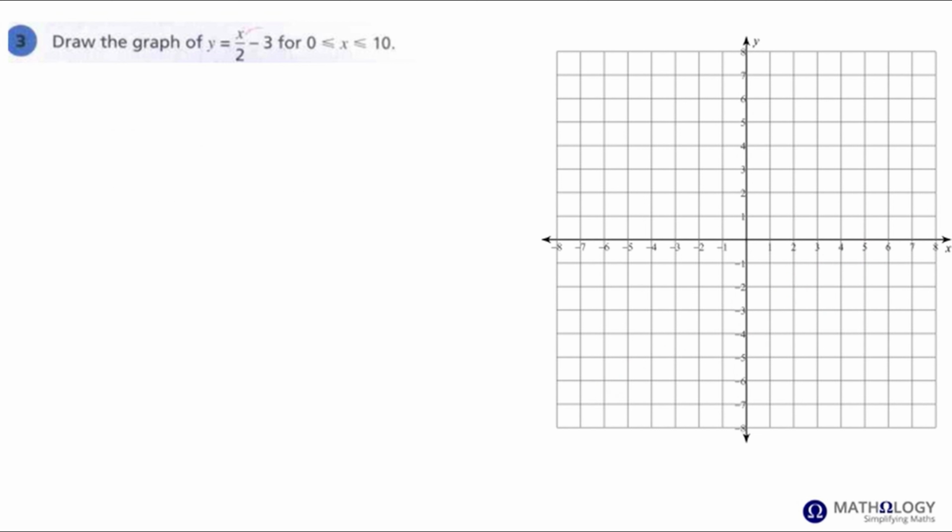We're now going to use the dual intercept method to sketch the same line. So y equals x over 2 minus 3. So we first start with the x-intercept and we put y equal to 0.